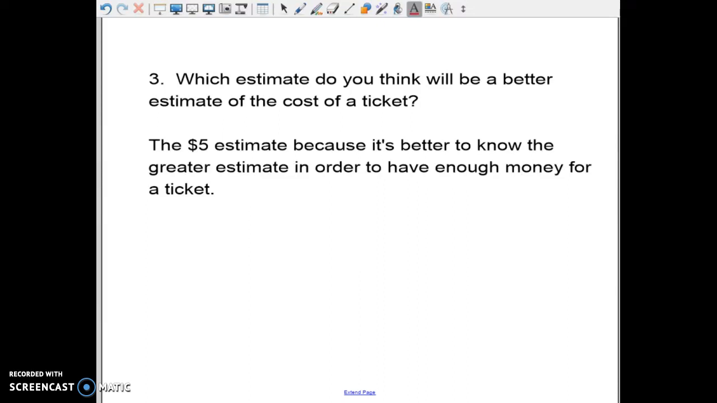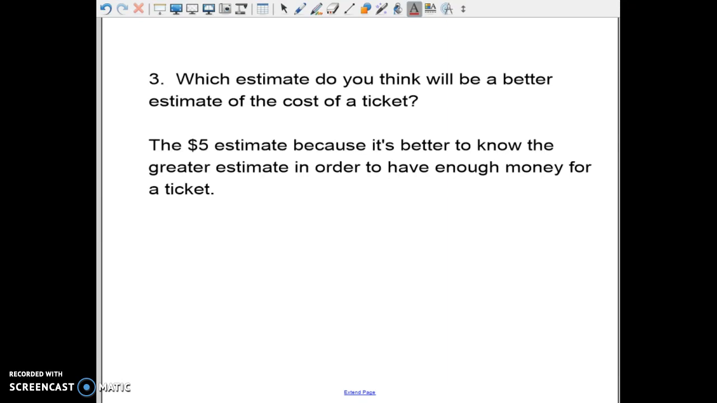So this is number 3 toward the bottom of page 210. The question was, which estimate do you think will be a better estimate of the cost of the ticket? And we talked about how when you're estimating money, you want to estimate on the high side of what you would need so that you don't come up short. So the $5 estimate, because it's better to have the greater estimate in order to have enough money for the ticket.